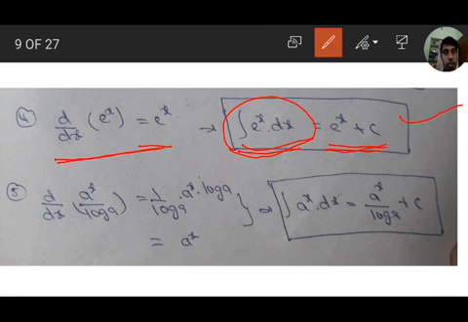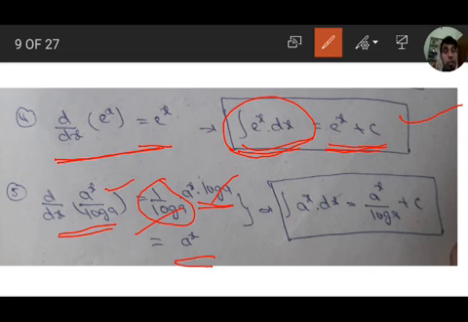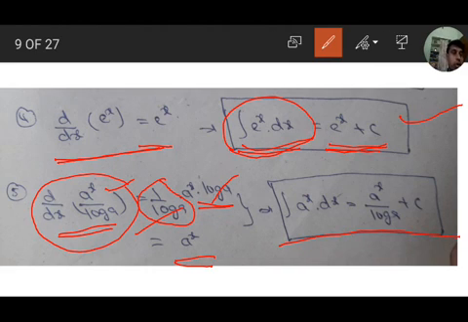And derivative of a to the power of x into log a. 1 by log a is the coefficient. Derivative of a to the power of x is a to the power of x into log a. This log a cancels, we get a to the power of x. Means derivative of a to the power of x by log a equal to a to the power of x. That implies integration of a to the power of x into dx equal to a to the power of x by log a plus c.